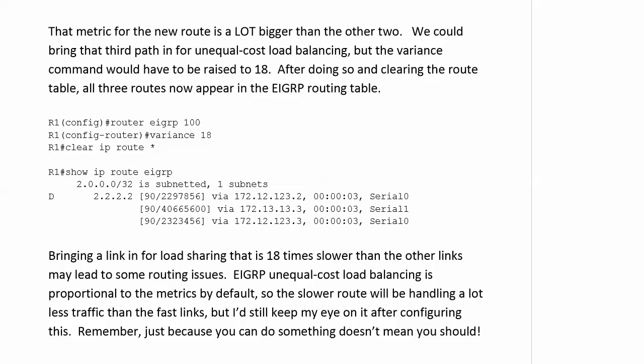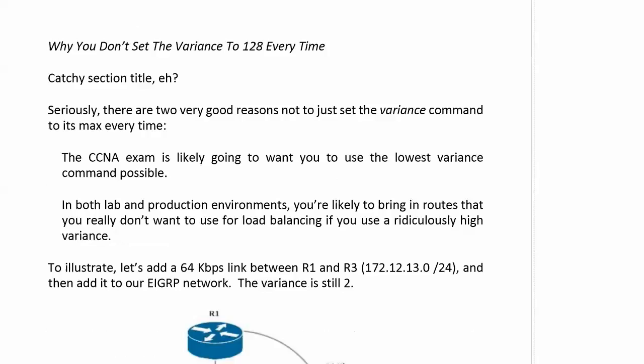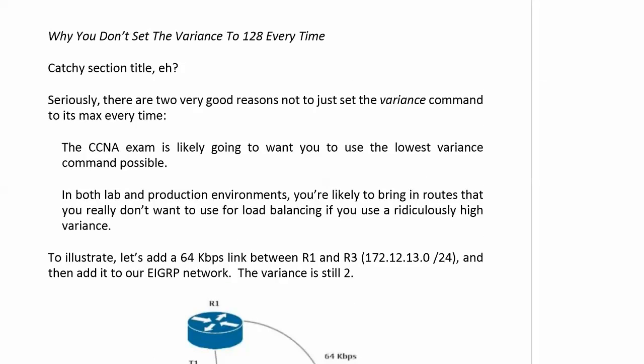But this is another great example of how we arrive at the variance command, which one we want to use, and not just slap 128 on there, because not only is that not going to do our production networks a world of good, it's not going to do our exam score much good either. So we have really hammered the variance command here. I know you've got it down. You know exactly how to use it. You know how to get the variance that you need.